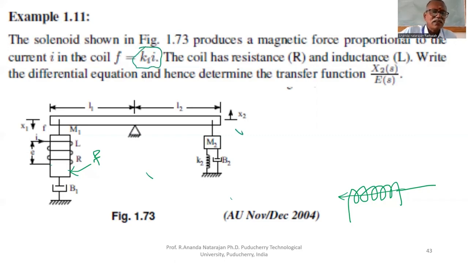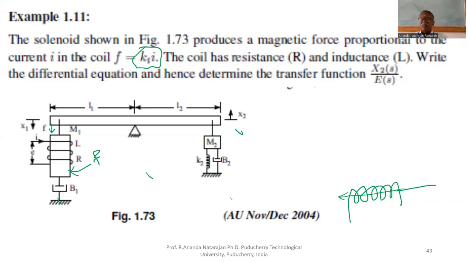Instead of applying a force at this end, we can say that a force F of t is applied at this end. We can say instead a coil is given. So a voltage is applied, E of t. Because of that, there is a current in the coil, I of t. So a force is developed in the coil. That force is F of t.